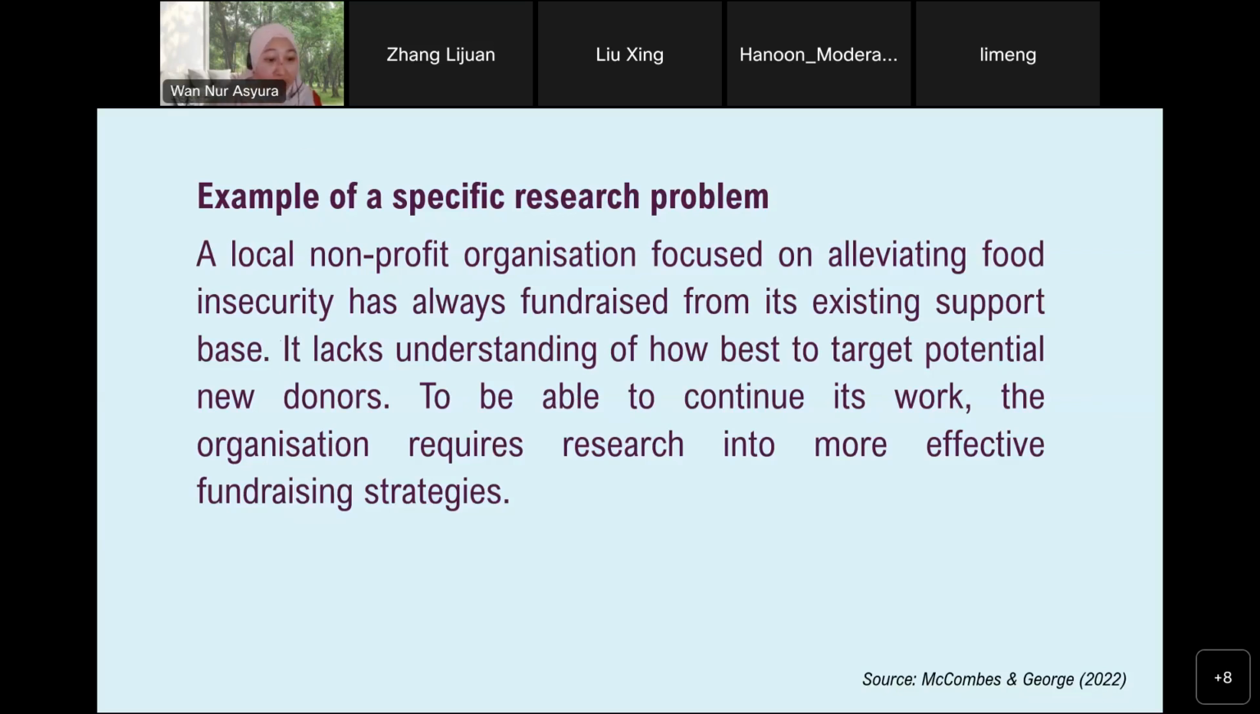Okay, based on what I've shown to you just now, can someone pinpoint where is the research problem? If you can identify, is there any research problem? What are the other elements you can find from the previous slides? Okay, I minimize my screen.